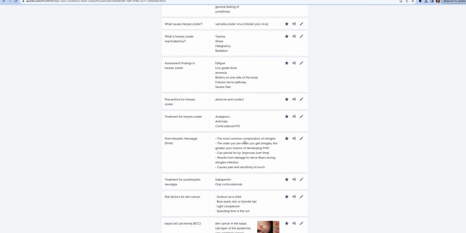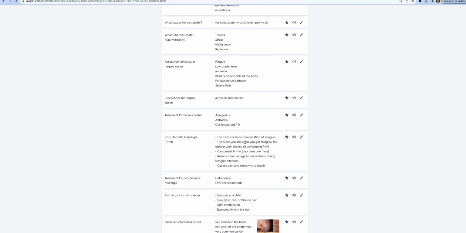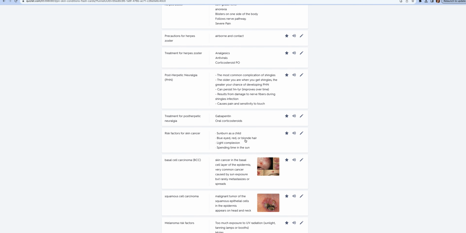Okay, so if your patient has herpes shingles, you're going to monitor for post-herpetic neuralgia. It's a really common complication. It's extremely painful, and older people are going to be really at risk, okay? And it causes pain and sensitivity to touch. So the treatment for it is usually a lot of different meds, but they can use like gabapentin and oral corticosteroids. And remember, with oral corticosteroids, that it's going to increase the glucose level, which can also lead to infection because bacteria love sugar.